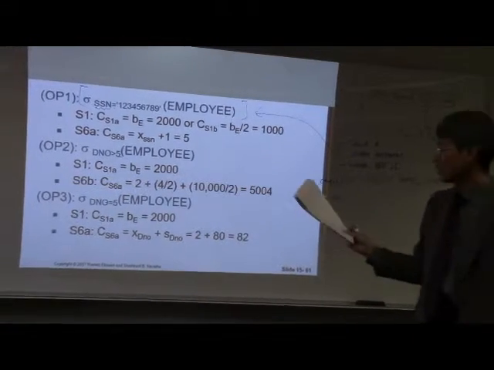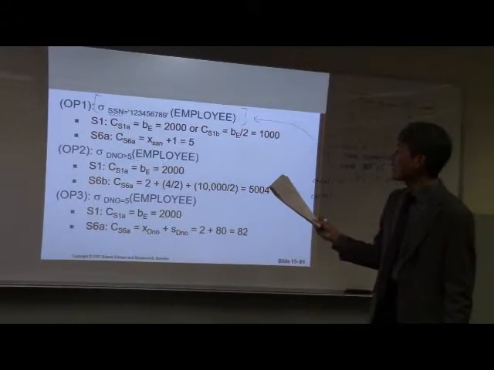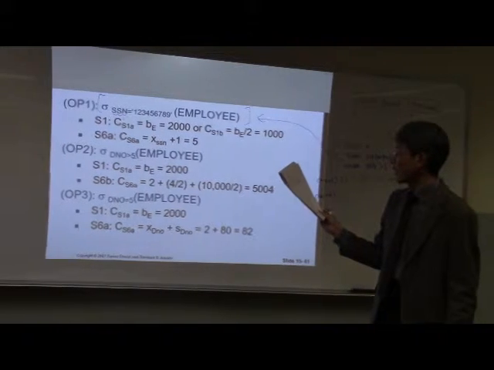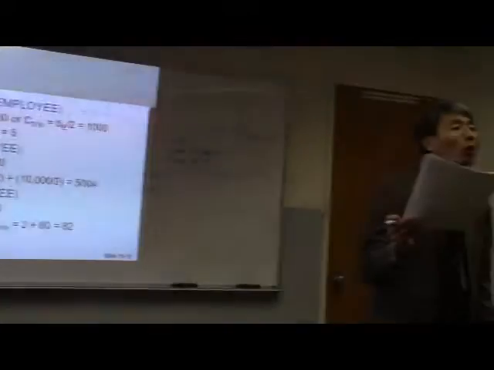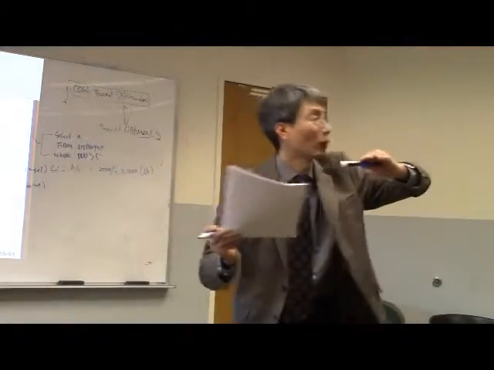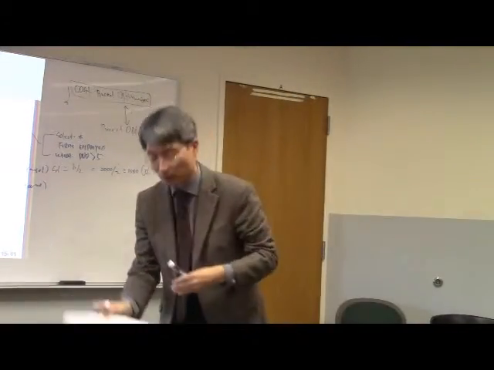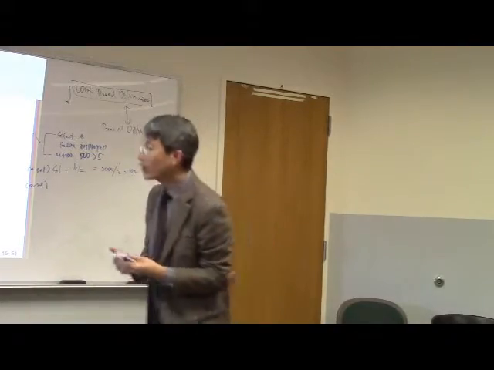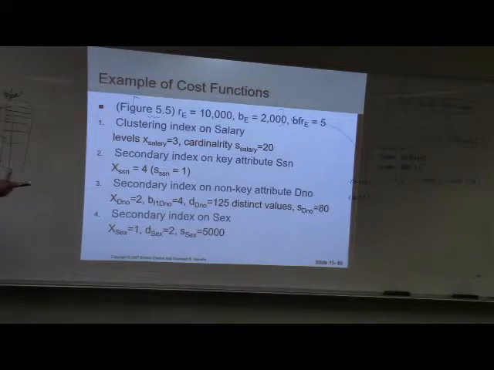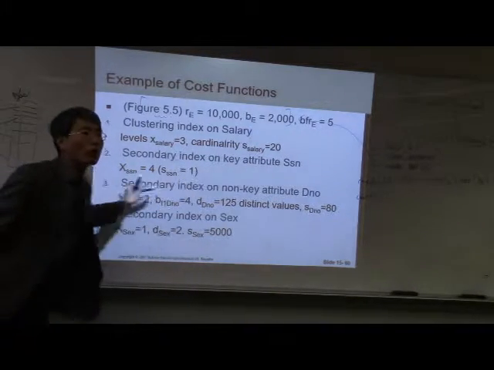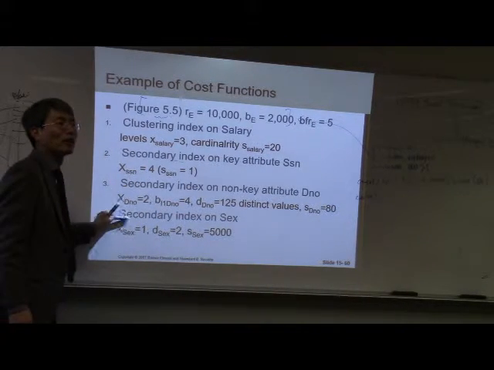But we can use, so DNO is bigger than 5. The clustering index cannot be used. Clustering is also an ordered file, ordered by DNO, but this file is not ordered by DNO. Instead, we can use the secondary index for DNO. As you can see, we have the index for DNO. We can use this one.